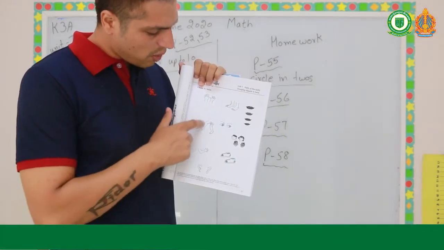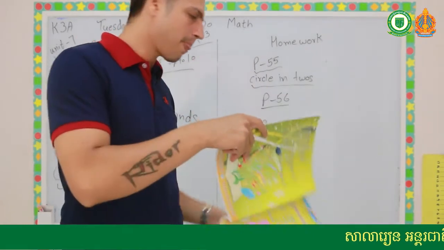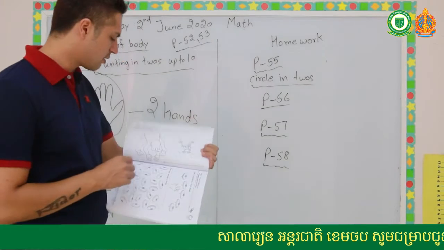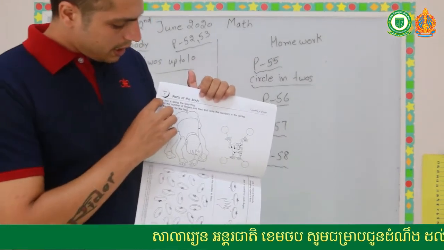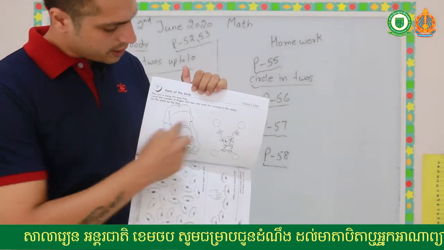Like here, be careful when you do this one. So you have 4 legs. So circle 2, 2. Okay. Next, your next homework is on page number 56. This boy is doing the leapfrog. See, you can see leapfrog.